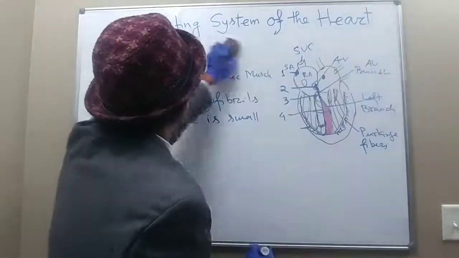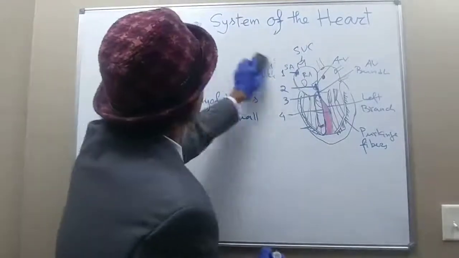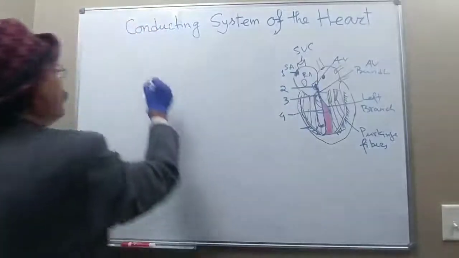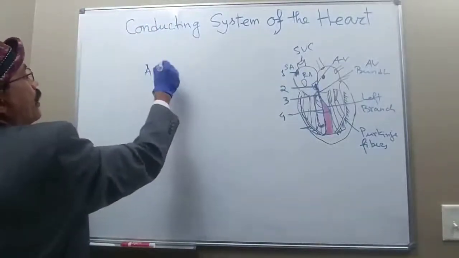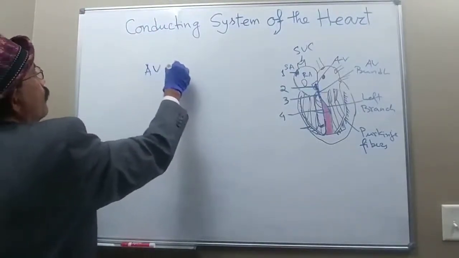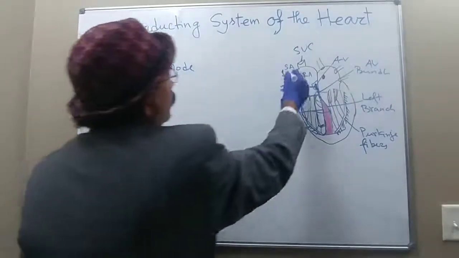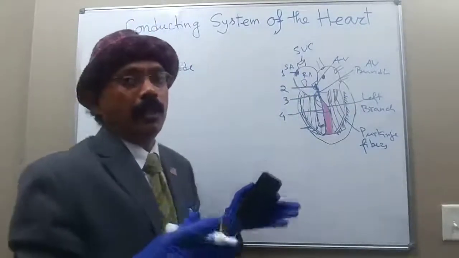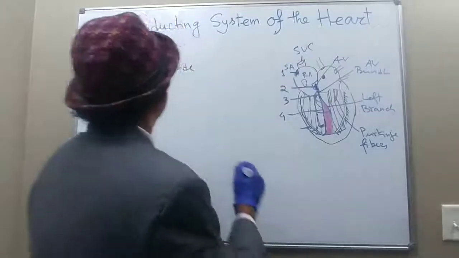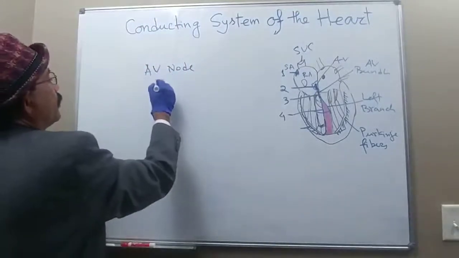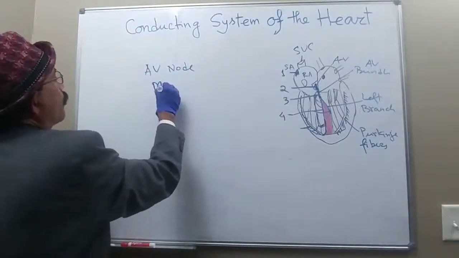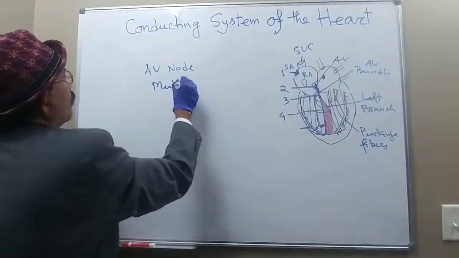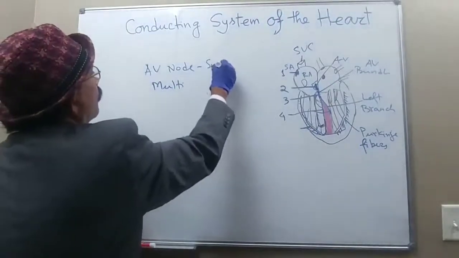Okay, we got that. And if we go to the AV node, this is the characteristic of the SA node. The AV node is almost like that of the SA node, small muscle, less myofibril. But this also has multiple cellular projections.